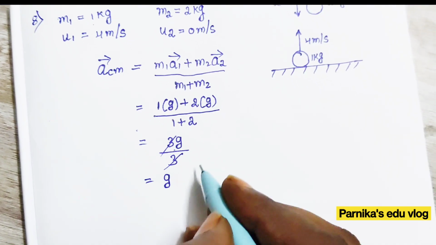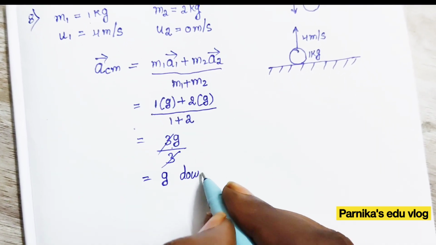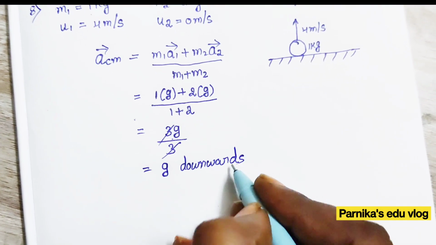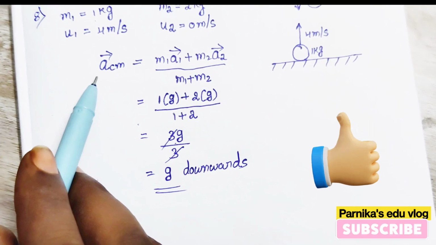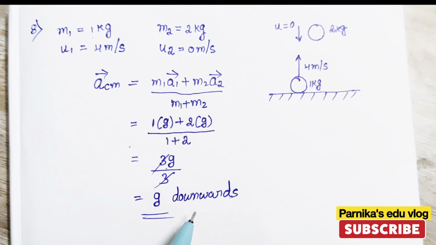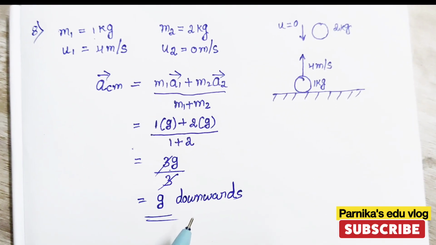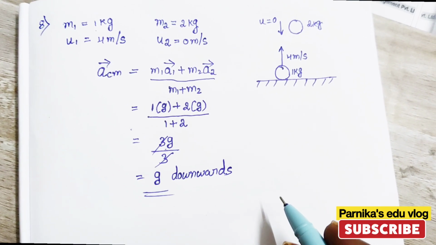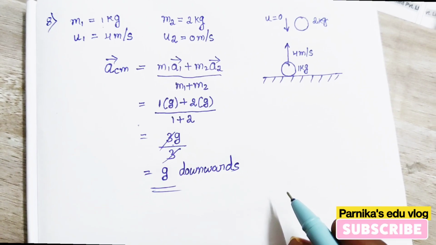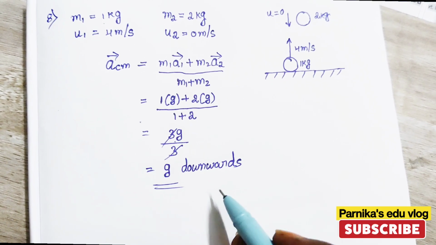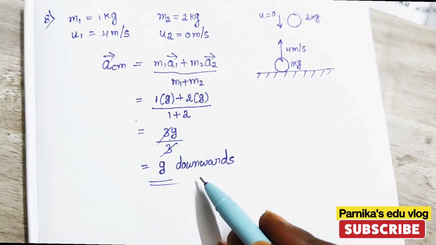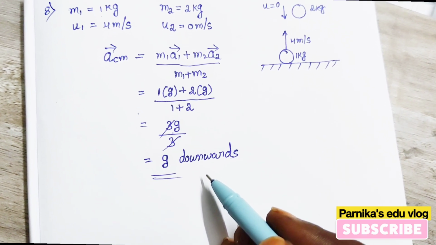g is downward. g is always downwards only, no? So g is the downward. Acceleration of center of mass is g downward. So option C is correct. Then automatically option D will be wrong. Why? Because they told that the center of mass of the two balls remains stationary. We already came to know it is moving, right? It is accelerating. So option C is correct, option D is wrong. Let's check out A and B options also.